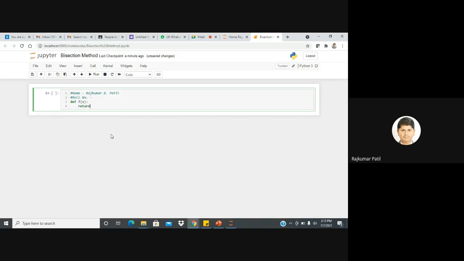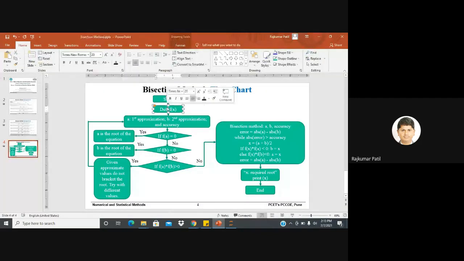And below that you need to write a return, and this function should return the equation. Here we are writing x cube minus 4x minus 9. So we will take this particular example to assign function f of x. So f of x will return x cube minus 4x minus 9. So we define function f of x.